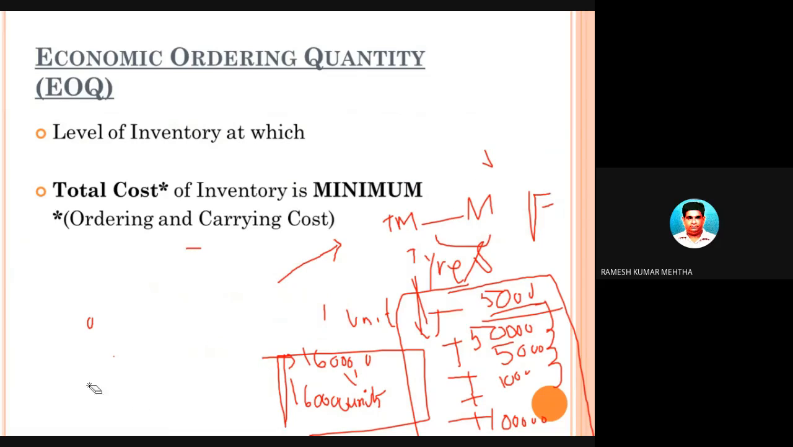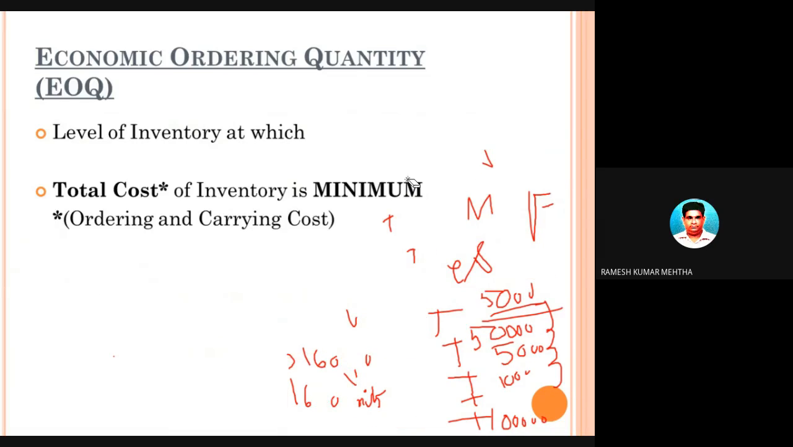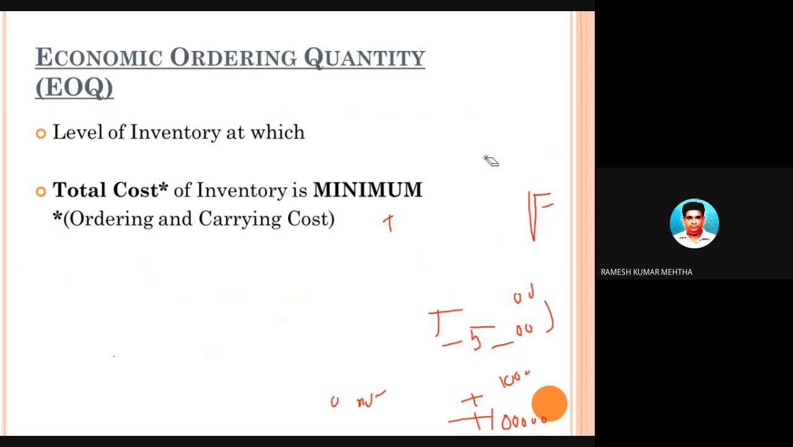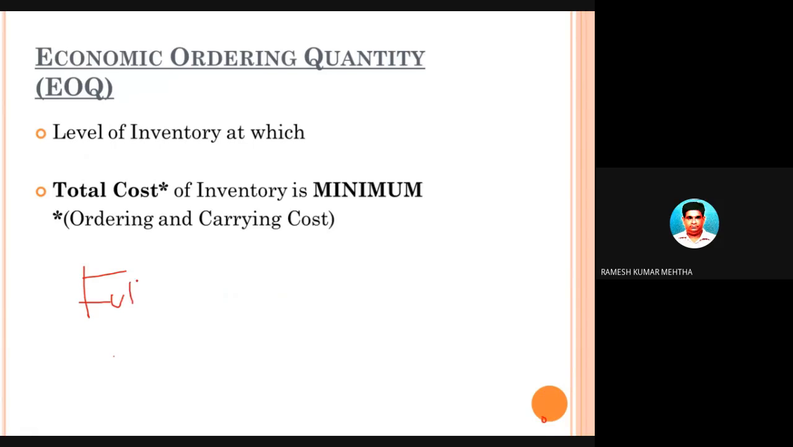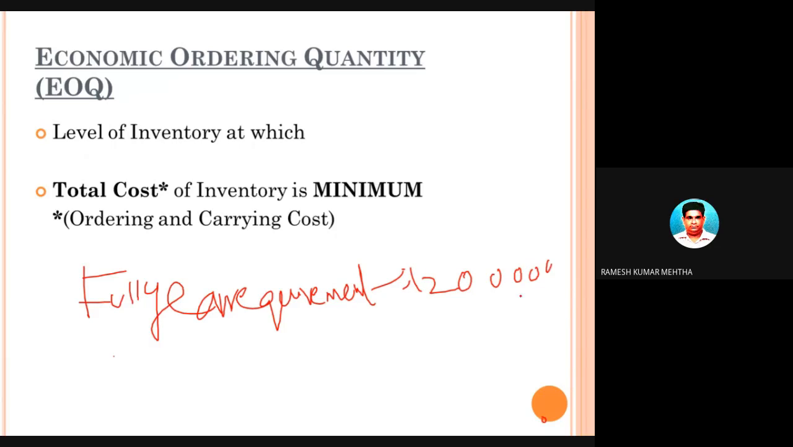Now, this is one case. This is the first case, where you are ordering only one unit. Now look at the next case. Case two is that you are ordering the full year requirement of tires, some 12 lakh tires from MRF.